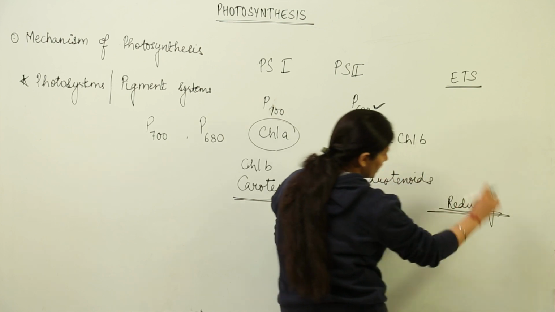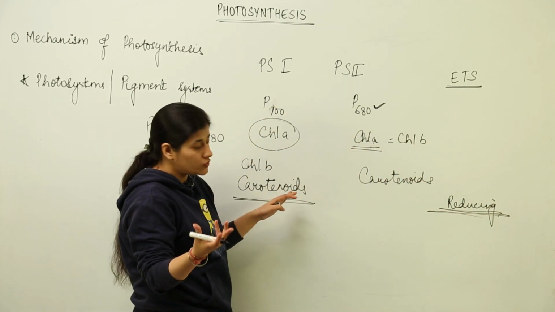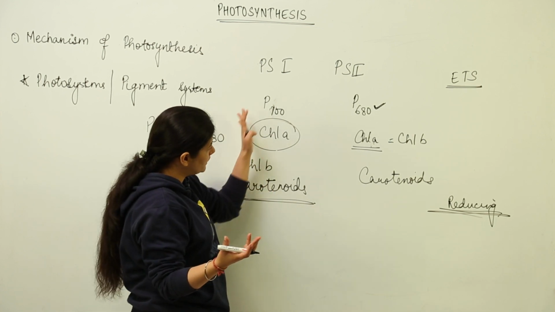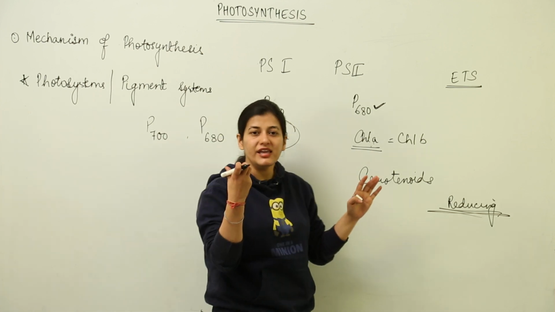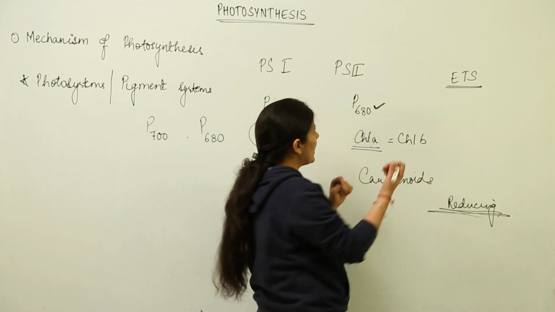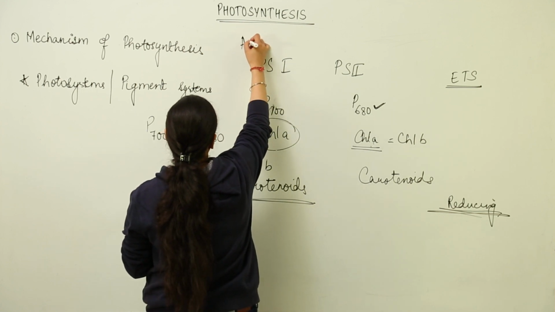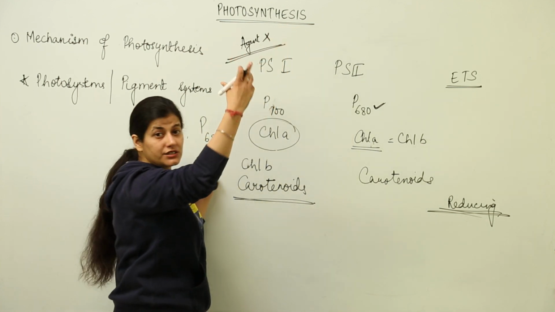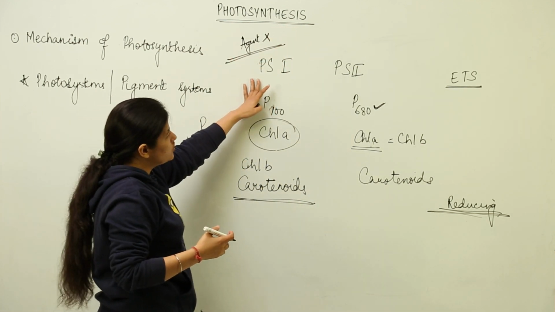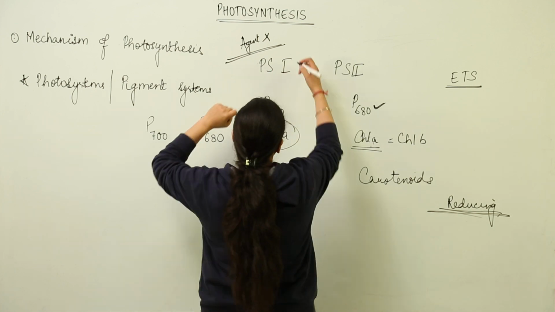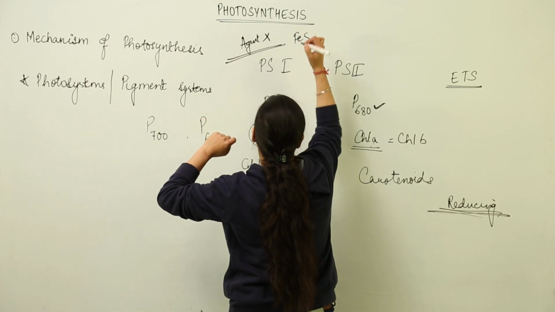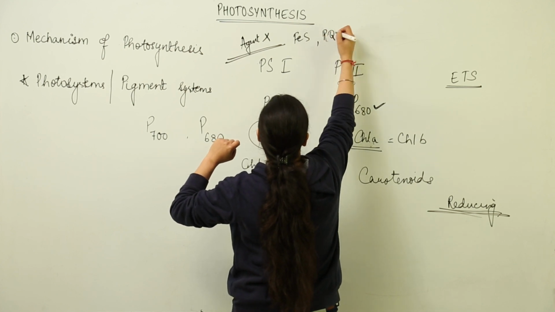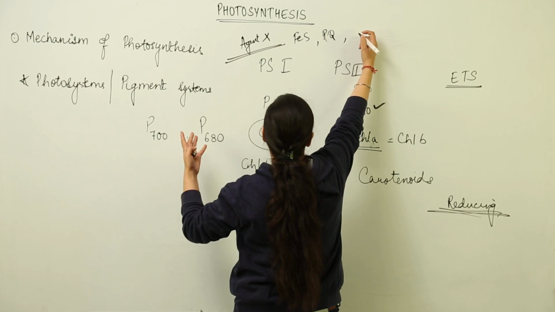Reducing of a particular pigment, or a particular compound that would be present, would take place. So along with these pigment molecules, we have many agents which are present, like we have agent X. Now this seems like some detective movie. This PS1 has agent X, that is a reducing agent. We have an FeS center, we have plastoquinone, we have plastocyanin, we have cytochrome centers.